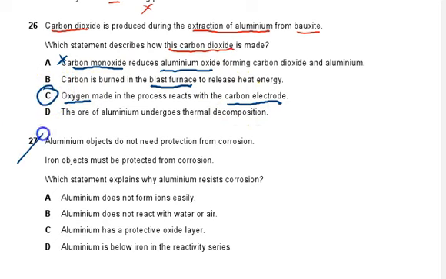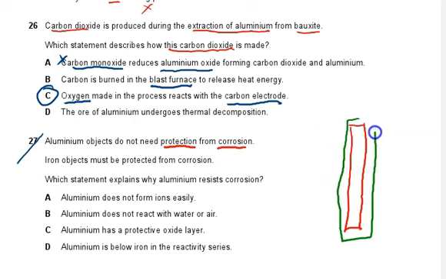This is C. Question 27. Aluminium objects do not need protection from corrosion. This is because when you have a fresh, pure aluminium plate, it will create its own oxide layer around itself. For example, this is the aluminium and the green color is the oxide of aluminium. They create the oxide layer themselves to protect the aluminium inside.